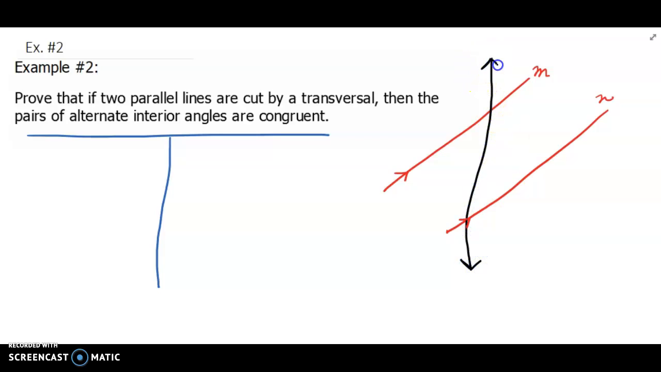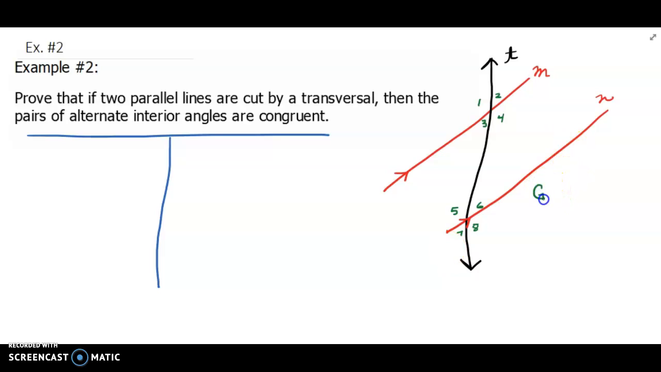Oops, that's a straight line, guys. So we'll call that T. Then pairs of alternate interior angles are congruent. All right, I'm just going to go through and label these angles. So here's angle 1, angle 2, 3, 4, 5, 6, 7, 8. That'll just make it a little easier.